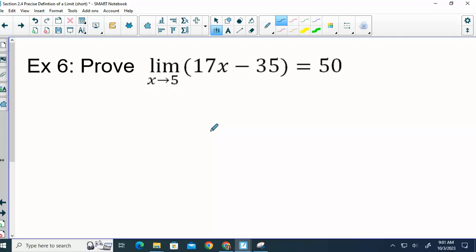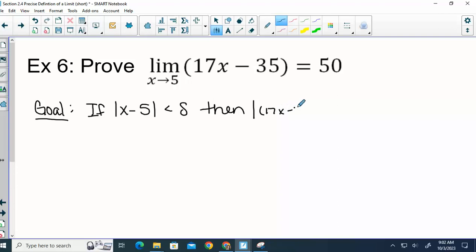You guys walk me through it. What will my goal be? Then someone else tell me the second half. 17x minus 35 plus 50. Minus 50. Yeah. We had pluses on the last one because it was minus a negative. Is less than epsilon. What's the first step?